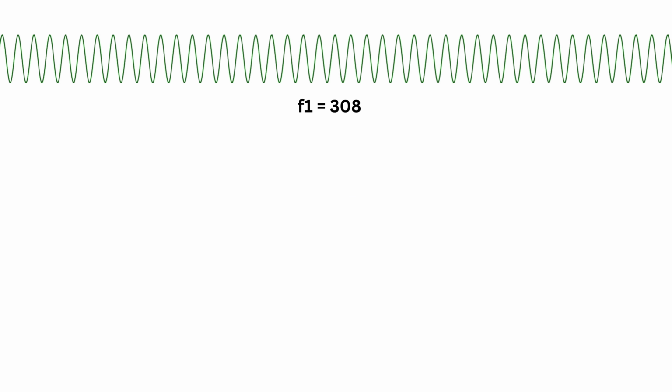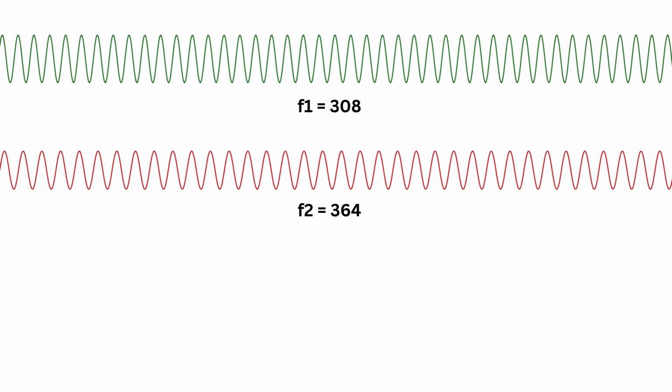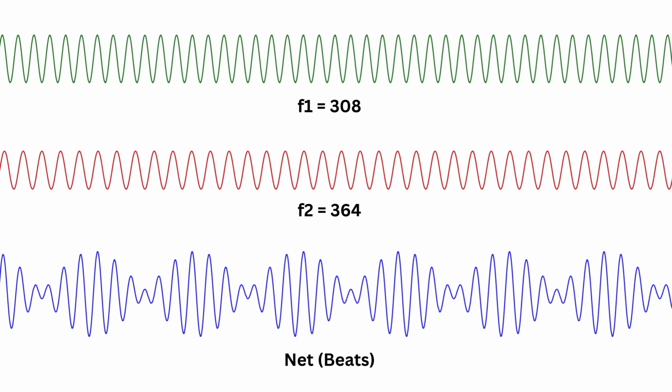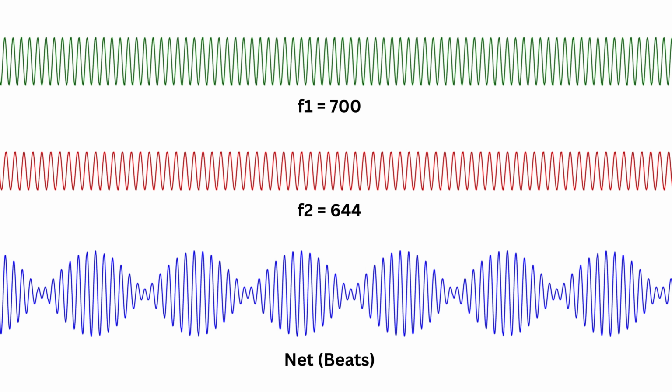Finally, we have beats. Beats occur when two sound waves of slightly different frequencies meet and interfere with each other. Instead of producing a steady sound, they create a rhythmic rise and fall in loudness. The rate at which you hear these pulses depends on the difference between the two frequencies.